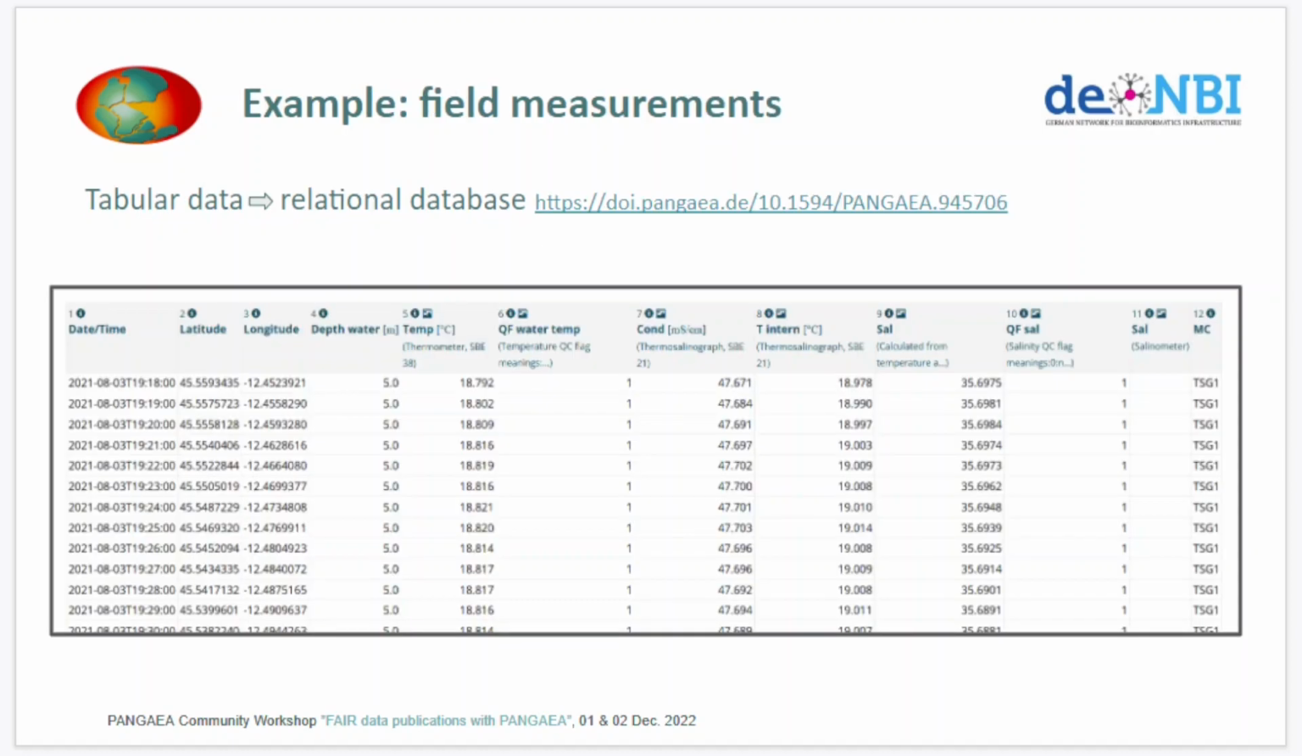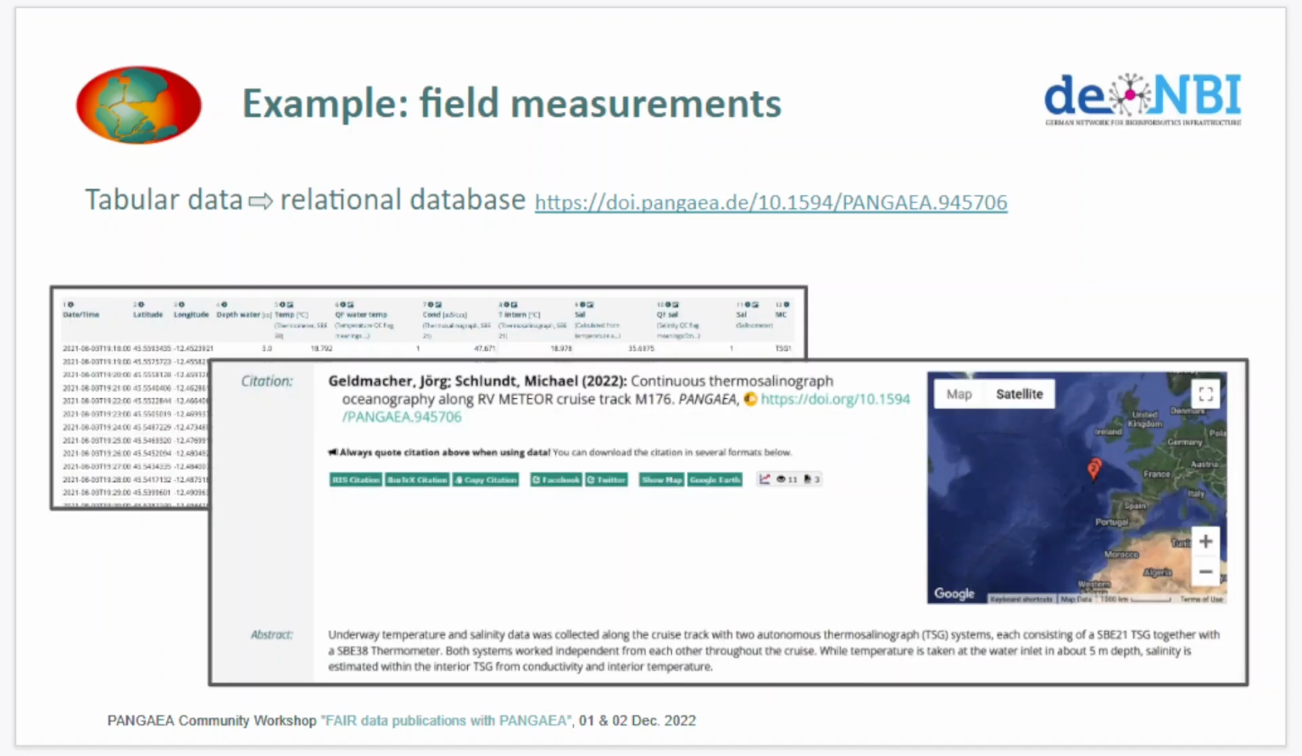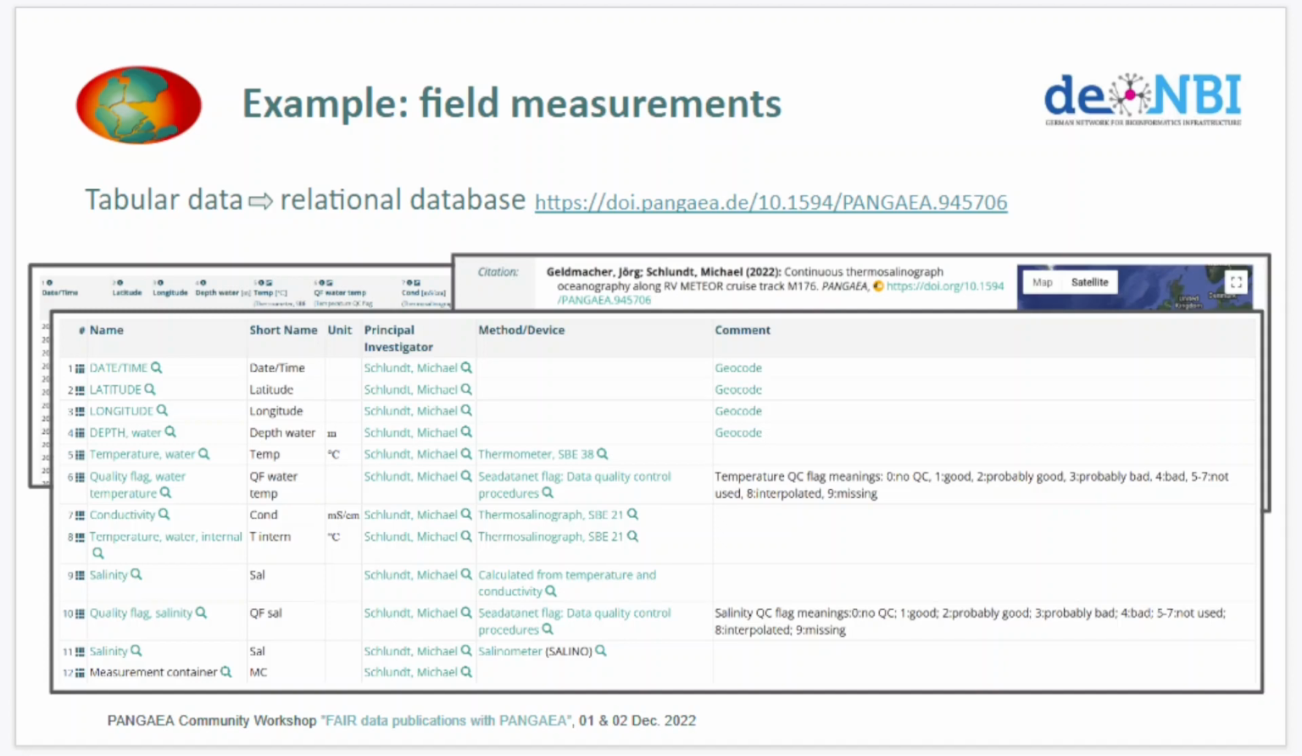Our first example is on field measurements. So here we have temperature and conductivity given at a specific time and latitude-longitude information. Together with your data, you need to submit the authors and a title and an abstract. The parameters will be shown with a long name and a short name. You need to give a unit, a principal investigator, and information about the method or device that was used. If comments are needed in order to describe your data, in this case it's a quality flag or the meanings of a quality flag, then you need to state them too.